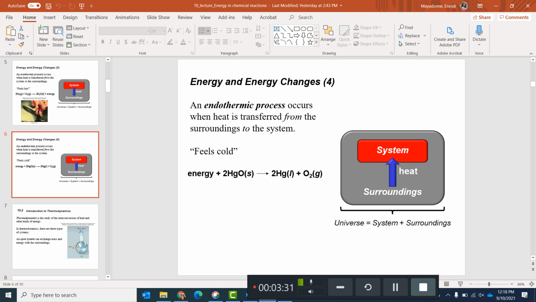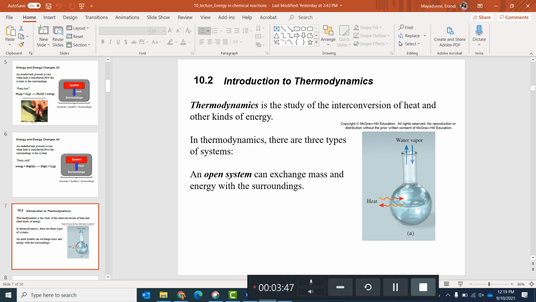When the system releases heat or energy, the system energy decreases, right? And when the system absorbs heat in an endothermic reaction, the system energy increases. That is the important thing you need to know: what is an exothermic process and what is an endothermic process. In exothermic, the system releases heat and its energy decreases, and endothermic absorbs heat. And then thermodynamics is the study of the interconversion of heat and other kinds of energies.